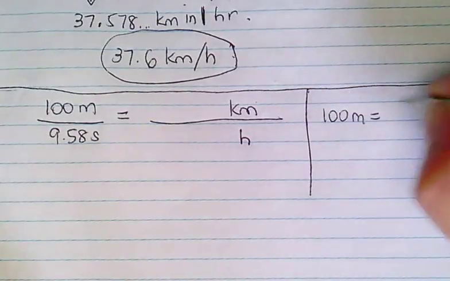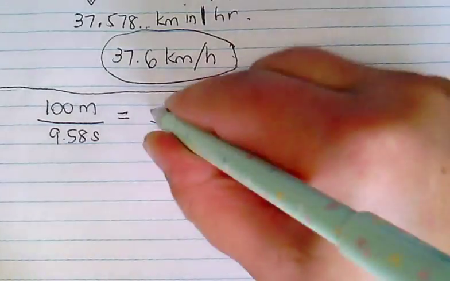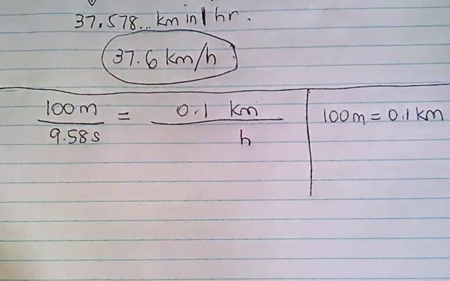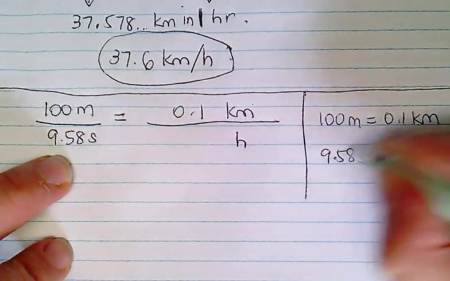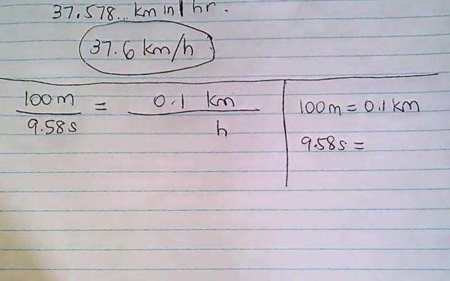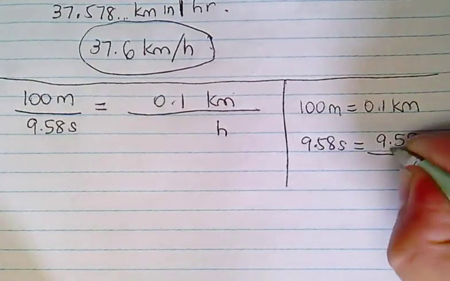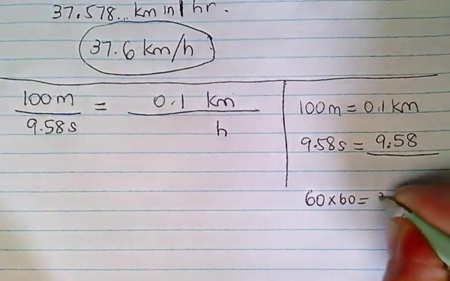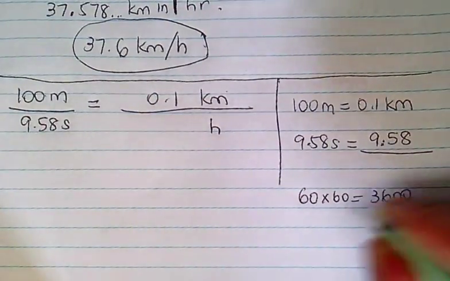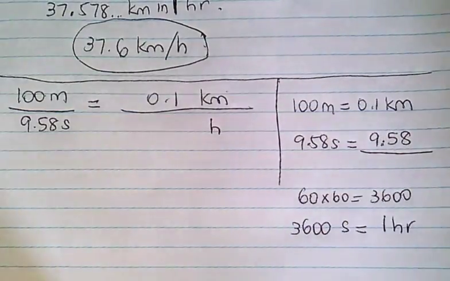We go 100 metres equals 100 divided by 1,000, which is 0.1 of a kilometre. So we replace the 100 metres with 0.1 of a kilometre. But the thing here is 9.58 seconds. We know that there's 60 seconds in a minute and 60 minutes in an hour. We say that it's now 60 times 60 is 3,600. So that means we've got 3,600 seconds in 1 hour.